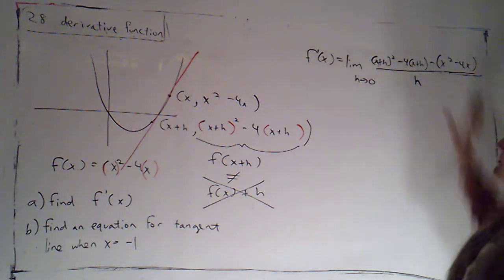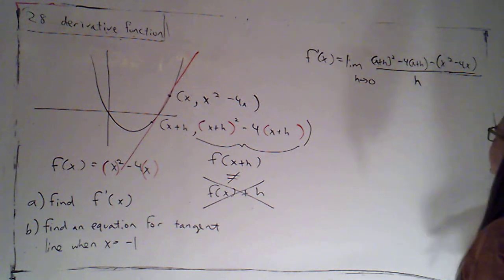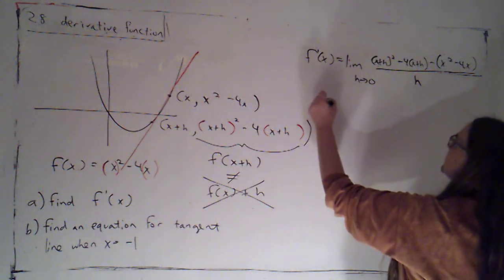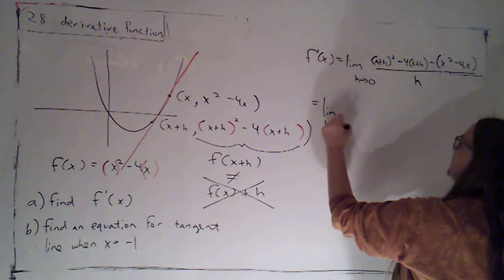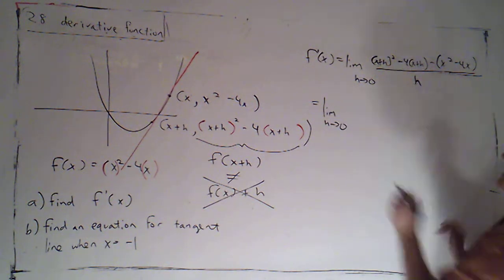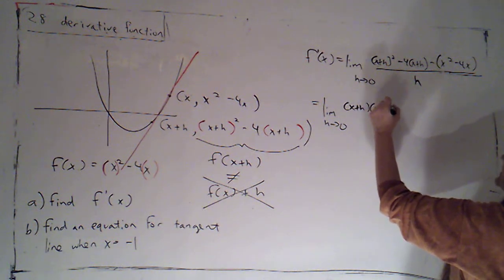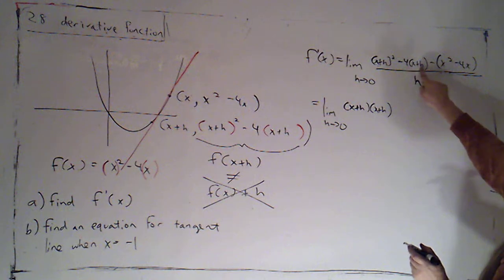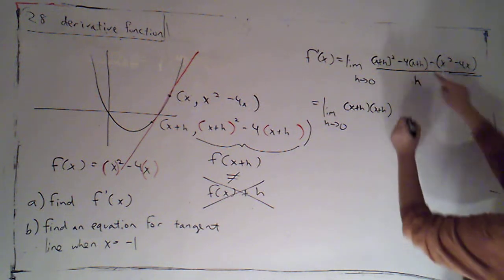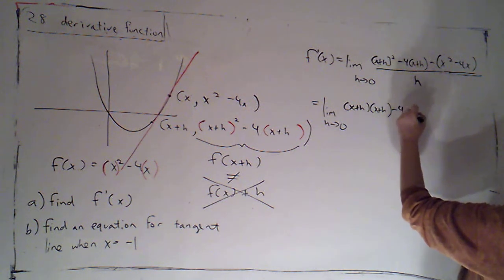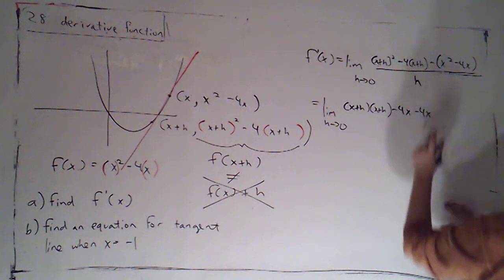Okay, top and bottom should both be going to 0 here. And let's just work this out. This will be the limit as h goes to 0. Now x plus h squared, that's just going to be x plus h times x plus h. Here I'm going to distribute that minus 4. So that's going to become minus 4x minus 4h.